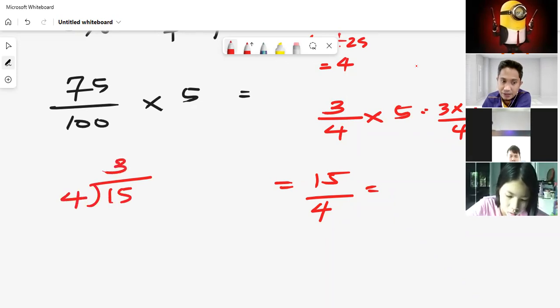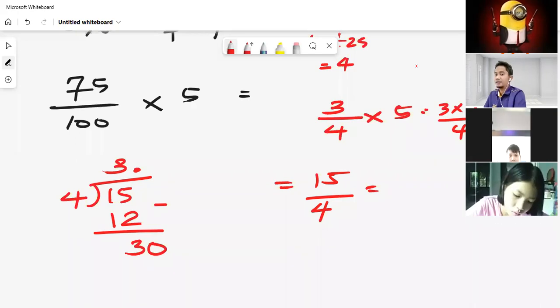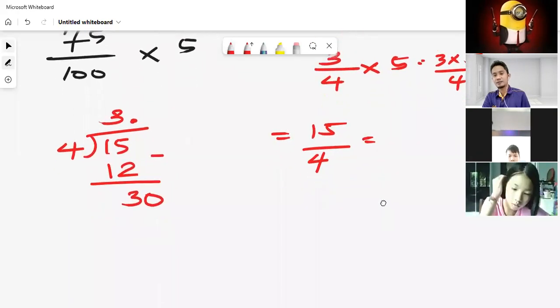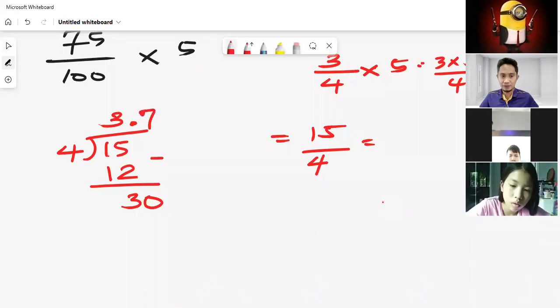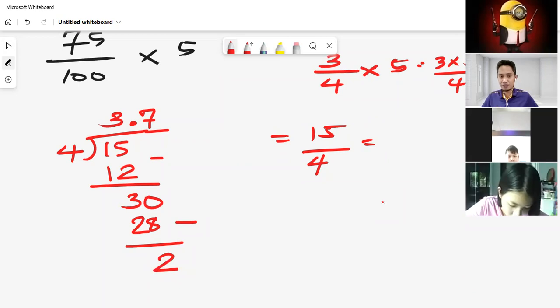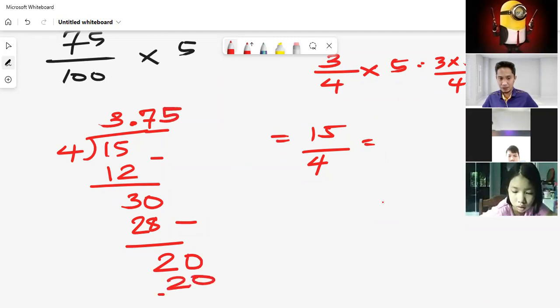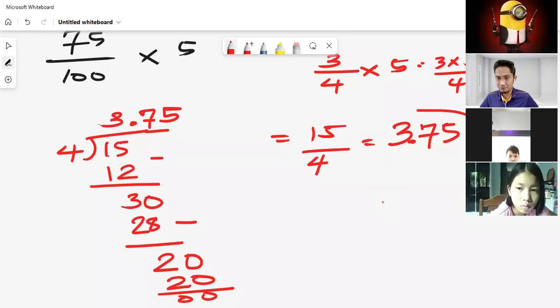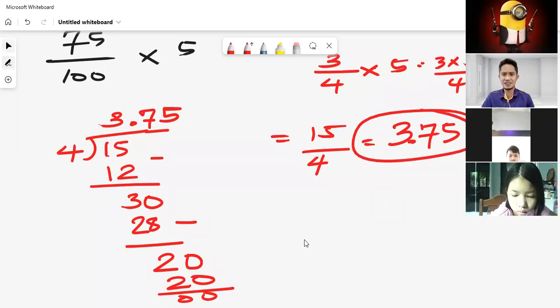3, 12, minus 3, add point, add 0. 4 times 7, 28, minus 2. 2 divided by 4 cannot, so add 0. 20 divided by 4 is 5. 5 times 4, 20, 0. So the answer is 3.75. Okay? 3.75.